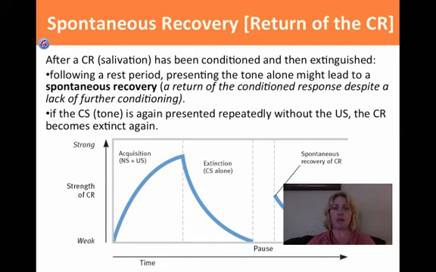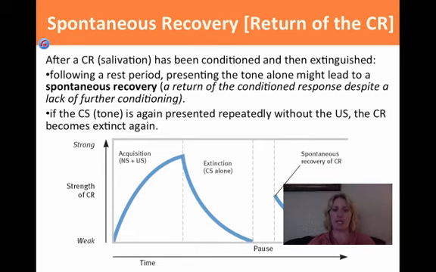Now, there is something called spontaneous recovery, which is the return of the conditioned response. After a conditioned response has been conditioned and then extinguished, following a rest period, presenting the tone alone might lead to a spontaneous recovery, a return of the conditioned response despite a lack of further conditioning. If the tone, the CS, is again presented repeatedly without the US, then the CR becomes extinct again. So spontaneous recovery is this instant recovery of response, even though we might have been extinct before.